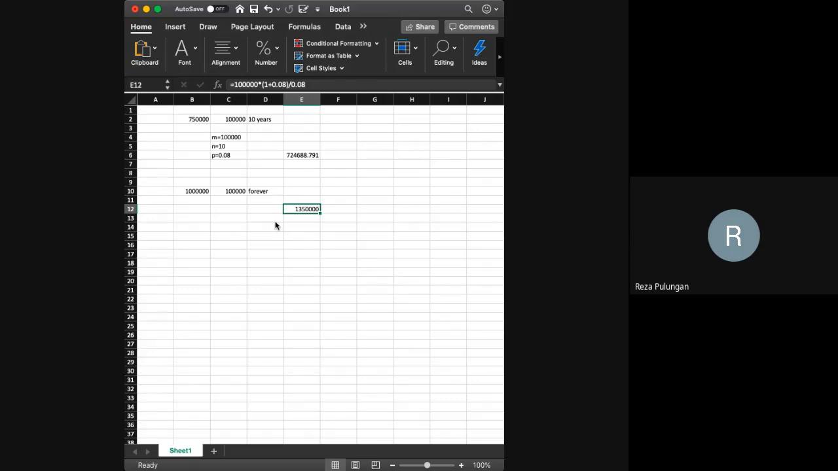So the result is $1,350,000. So if this is forever, then it is actually better to take this forever because this is larger than this one. So if you have this annuity, $100,000 multiplied by 1 plus 0.08 divided by 0.08 is $1,350,000. But this is better than this one.